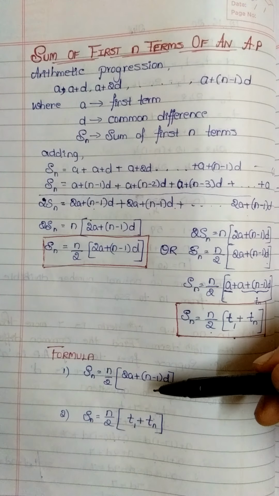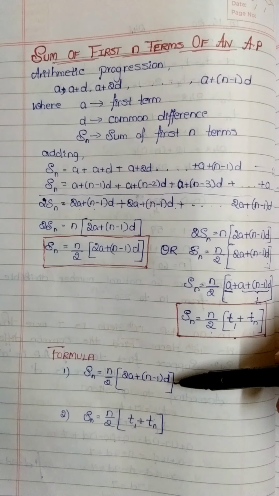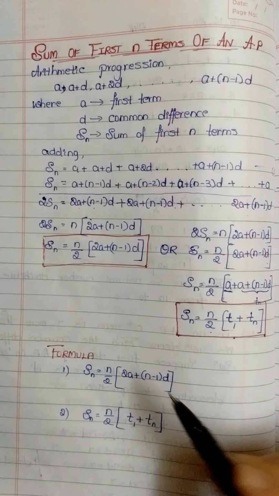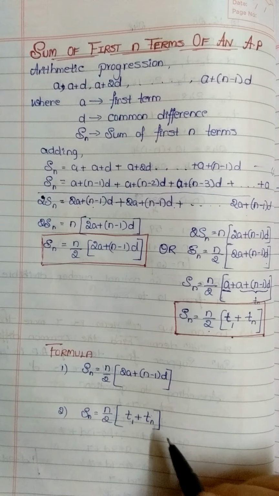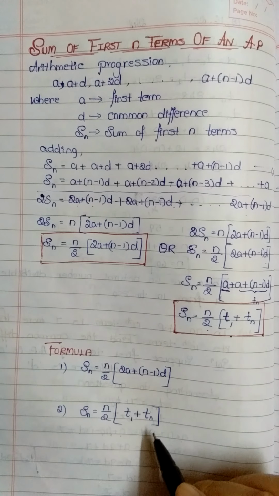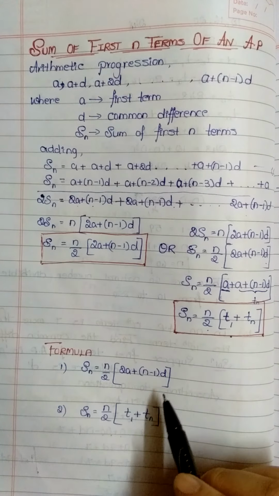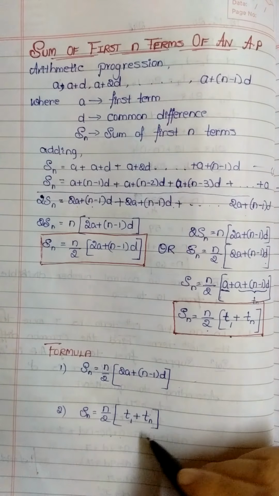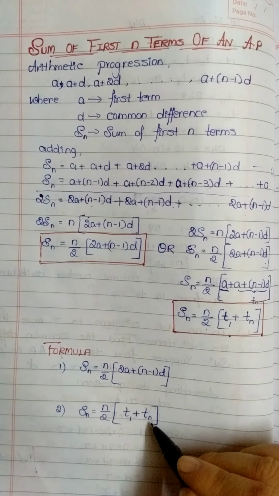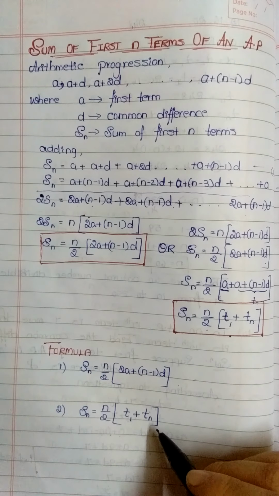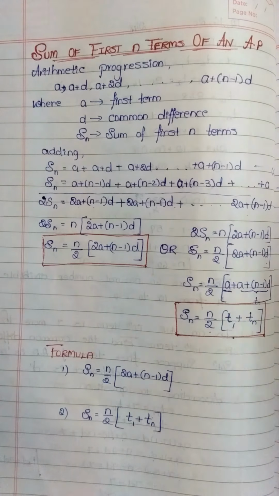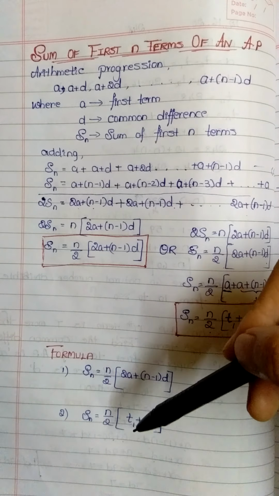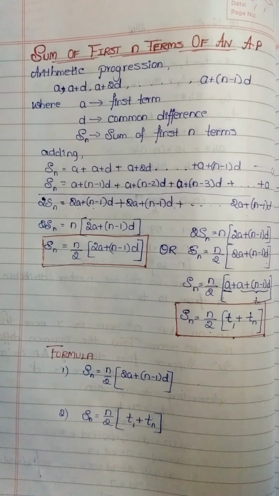So two formulas are there. Sn is equal to n by 2 into 2a plus n minus 1 into d. Another one is Sn is equal to n by 2 into t1 plus tn. This formula we use only when t1 and tn both are known. But the first one we can use for any sum. When we know t1 and tn, then only we can use the second formula. So this is about the sum of first n terms. You have to remember these two formulas. It's very important. By using these two formulas, we are solving practice set 3.3.